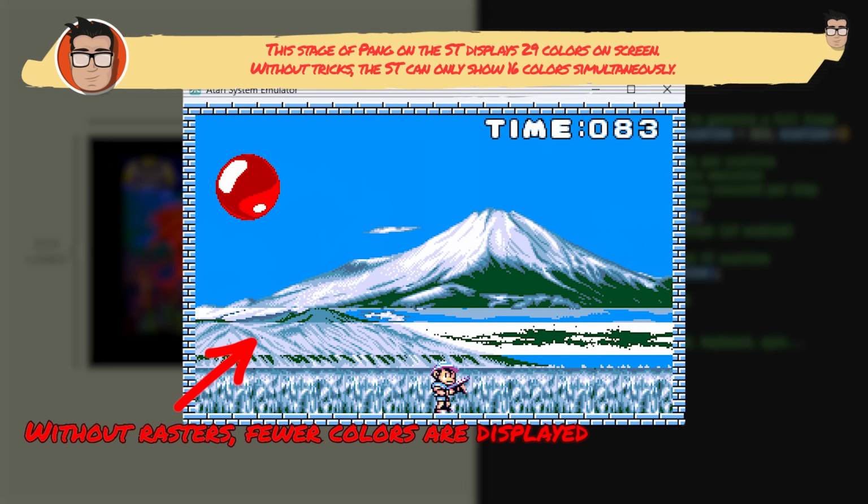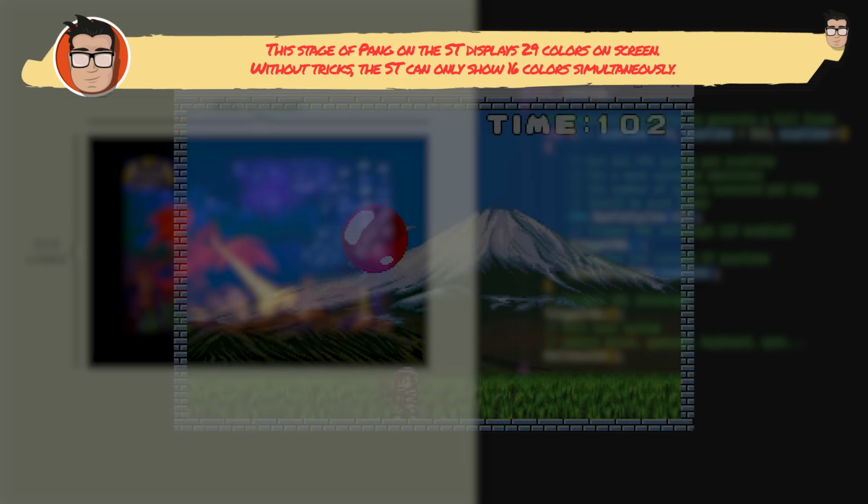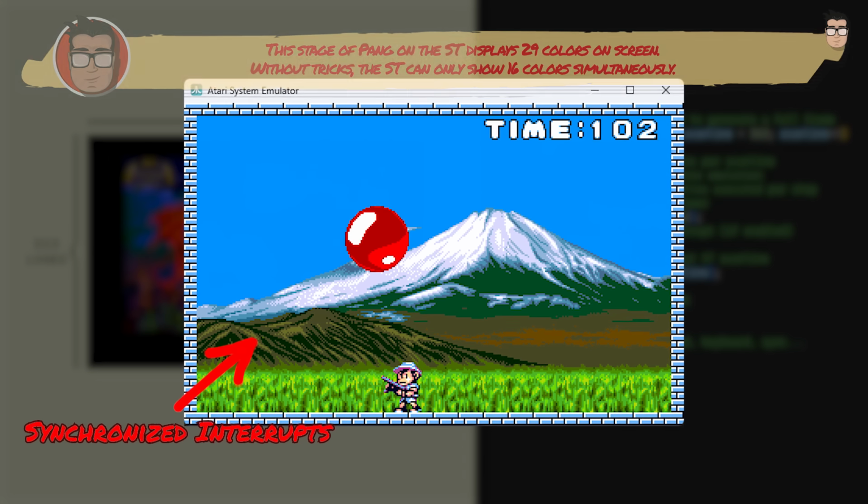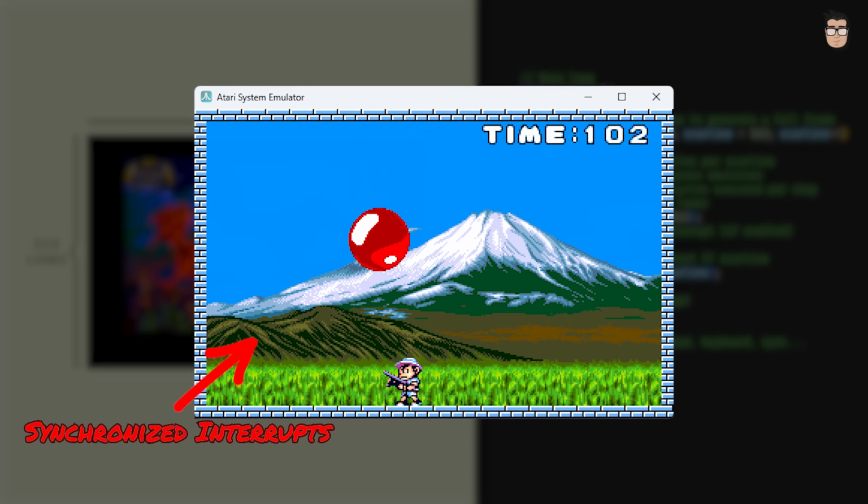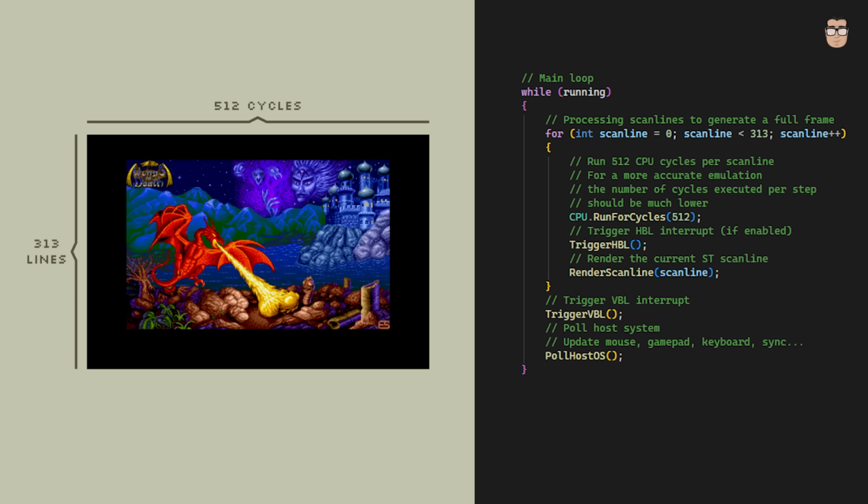In the Amiga, these tricks are handled by a custom chip called Copper, which runs concurrently with the CPU. That adds a lot of complexity. The ST CPU-driven approach is much simpler to implement and better for learning purposes.